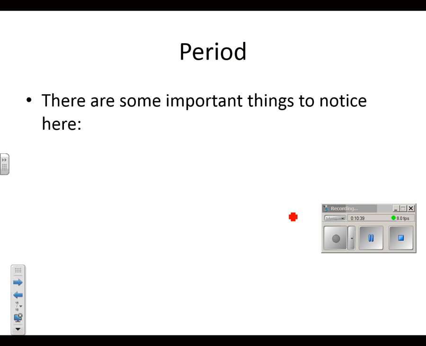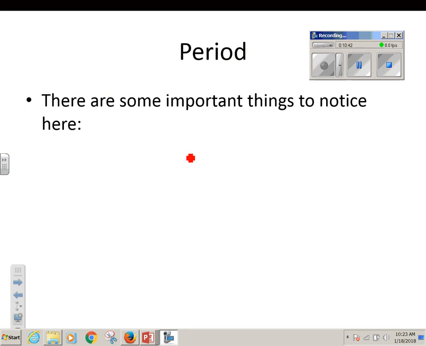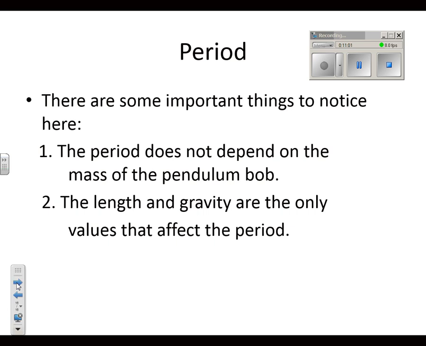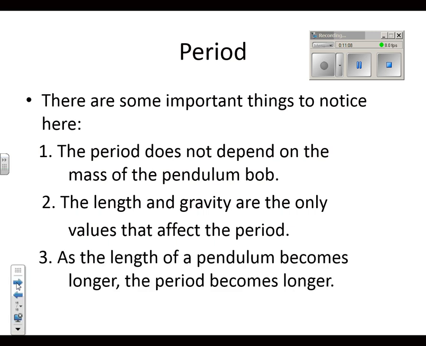And then there are some important things to notice here as well with this particular formula. One, the period does not depend on the mass of the pendulum bob at all. Notice that mass is not involved in that. So I could have a giant pendulum bob, or I could have a little bitty one. It's not going to matter. And you're actually going to be able to do a lab that proves this fact. Two, the length and gravity are the only values that affect the period because they're the only values in the formula. So they will have a major effect on that. And three, as the length of the pendulum becomes longer, the period becomes longer as well.